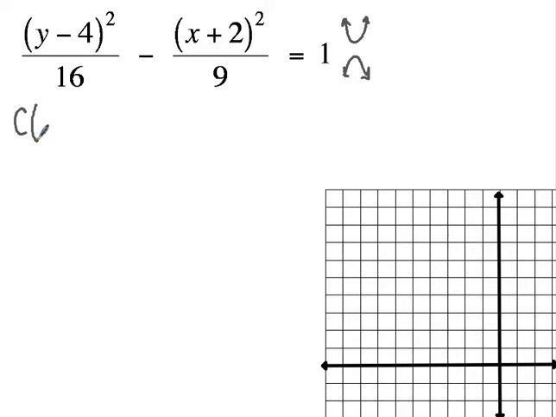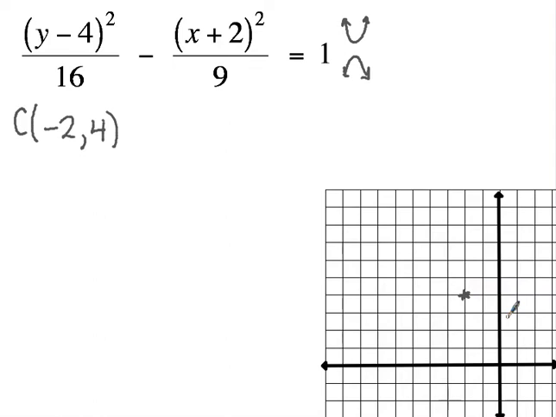So what will the center be located at? Negative 2, 4. Good job. Negative 2, 4 because it's always the opposite of x and then whatever the opposite of y is. So my center is going to be at negative 2, 4.